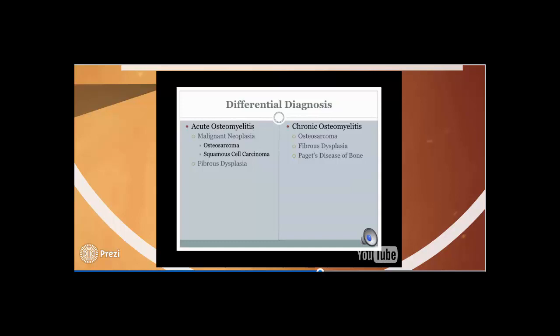The differential diagnosis for chronic osteomyelitis includes Paget's disease of bone, fibrous dysplasia, and osteosarcoma. Osteosarcoma and fibrous dysplasia are included for the same reasons as acute osteomyelitis. Paget's disease of bone can result in expansion of the mandible and can have a mixed radiolucent radiopaque cotton wool appearance.